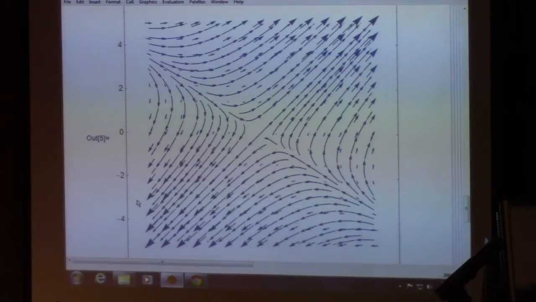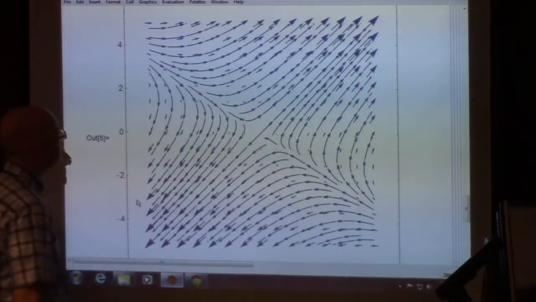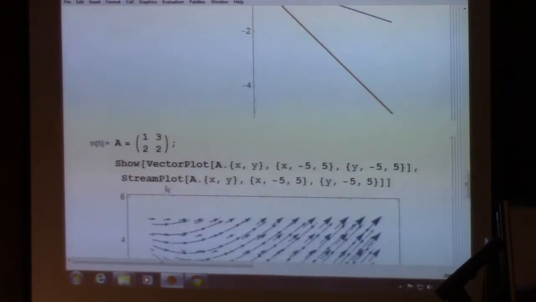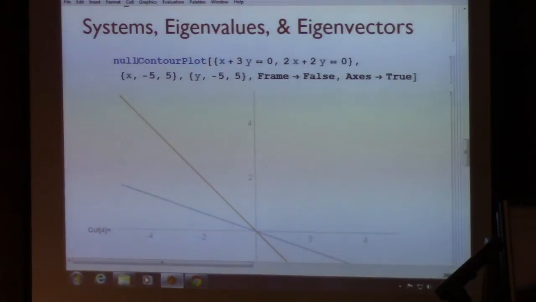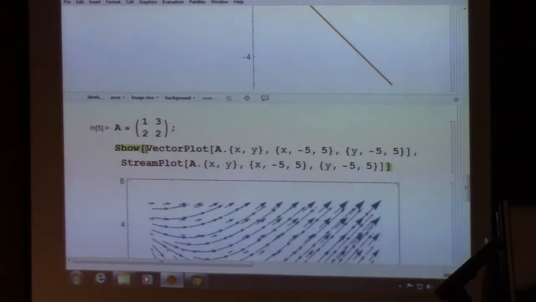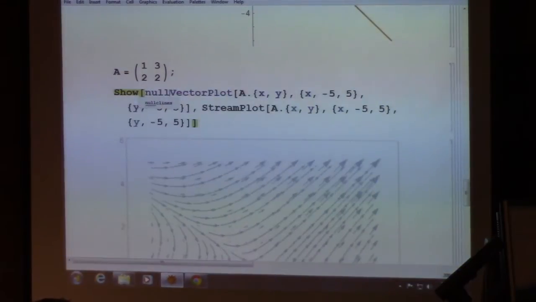There we go, just like I predicted. Let's add the nullclines into the picture now. I'll give this plot a name. I'll call it nullclines. Put it in here with the show. Let's see, I should probably put it underneath the other plot, so I'll put it first here.